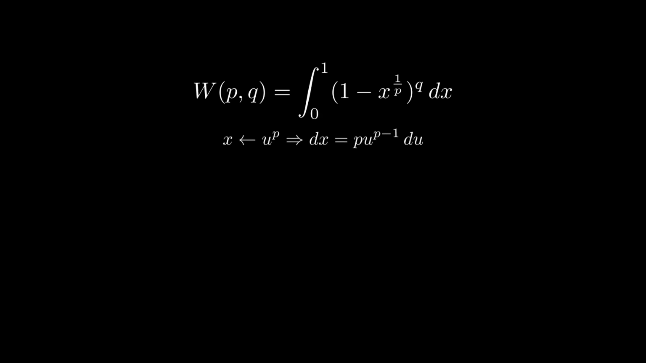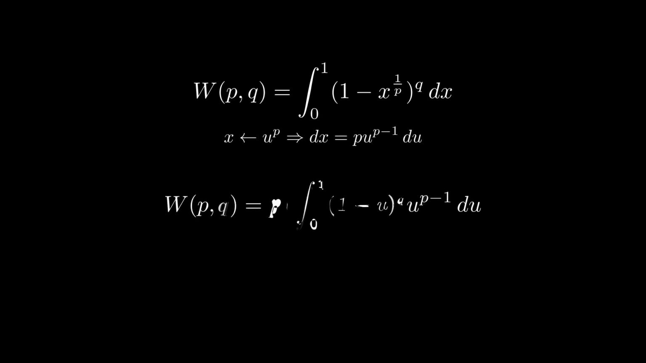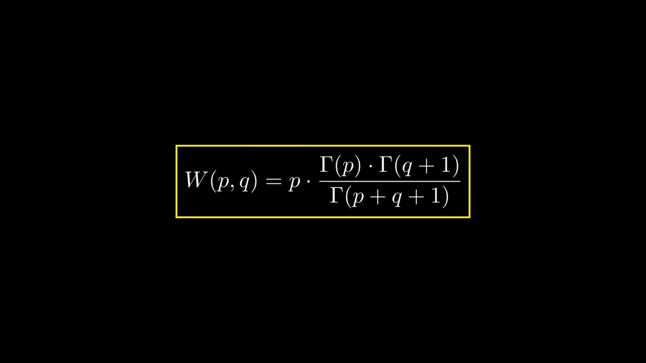We are thus left with the following integral, which we can rewrite in this form. Notice how this last integral is exactly equal to p times the beta function of p and q plus 1. And if you remember well, this allows us to rewrite the original Wallis integrals in this form. Isn't it amazing how we managed to express what at the beginning stemmed from the area of a circle to a complex yet elegant product involving the extension of the factorials to real numbers?